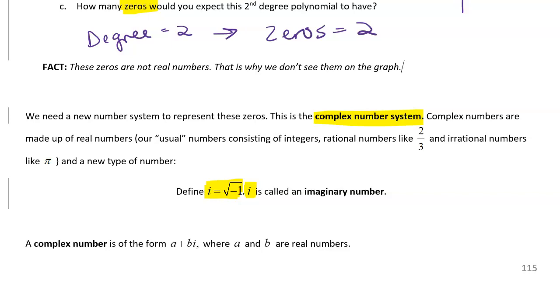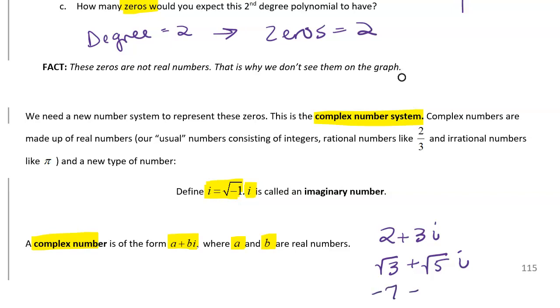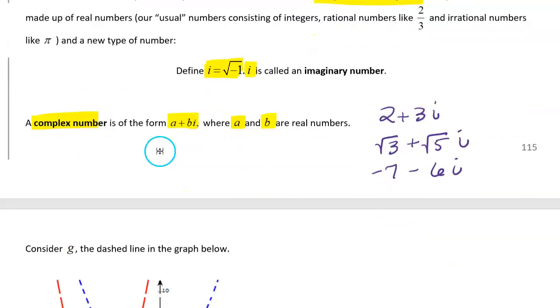Okay, complex numbers are always written in this form a plus bi, where a is the real part of it and the bi represents the complex part. But a and b are just regular numbers, okay, and then you'll have an i in there. So some examples could be, you could have 2 plus 3i. That would be that a plus bi form. Or you might have square root of 3 plus square root of 5 i, okay. Or you could have some negatives, so maybe you have -7 minus 6i, that kind of thing. So those would all be examples of some complex numbers.